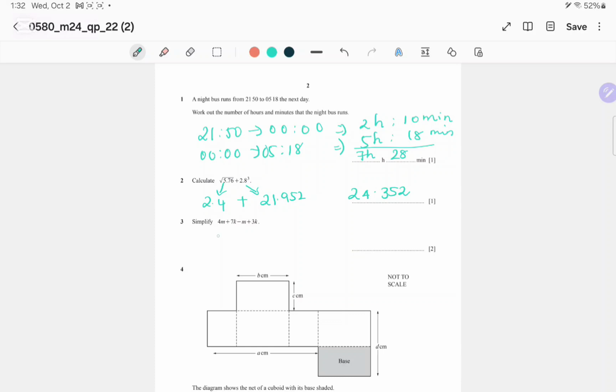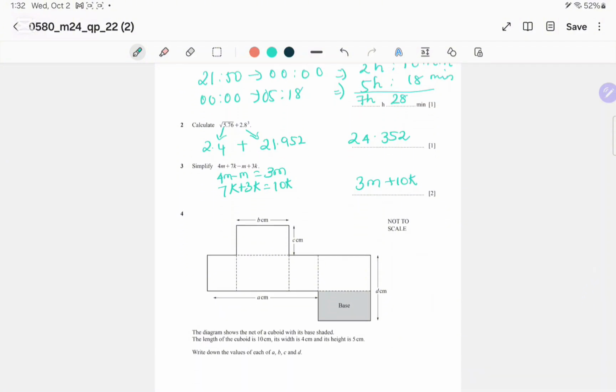It's a very simple question. It is given 4m plus 7k minus m plus 3k. So bringing m together, 4m minus m is equal to 3m, and 7k plus 3k is equal to 10k. So your answer is very simple, 3m plus 10k. Okay, can we go to the next question?